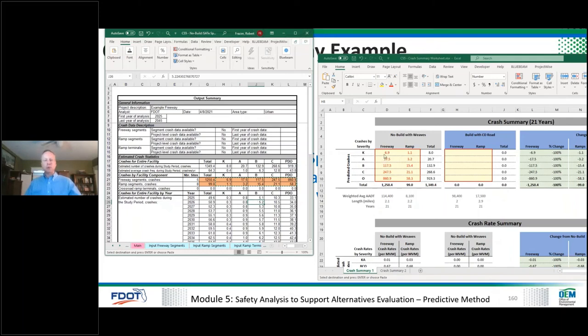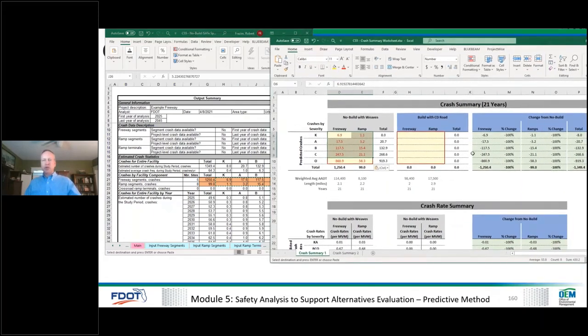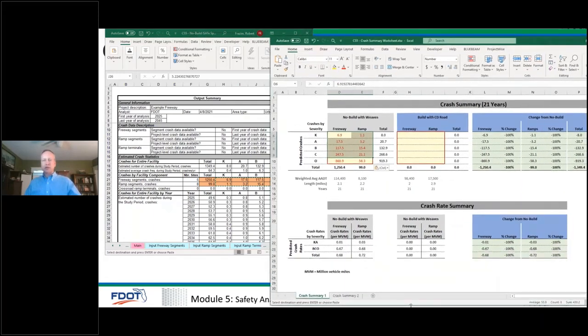And so we've copied in our crashes, and just like the other sheet, we've got a number of crashes and a crash rate. For freeways and for ramps, we've calculated them separately. So just like intersections and segments, we separated freeways and ramps. And then we've got the totals by severity, by facility, and then the total, which matches the total over here, 1349.4. So that's kind of our starting point. That's our no build. And we did all 8 ramps.